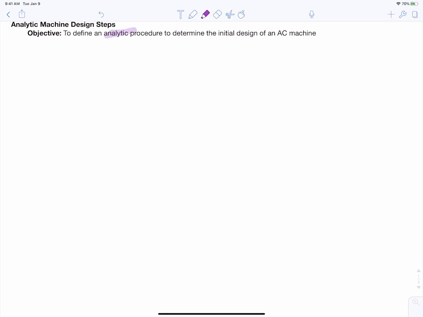So when I say analytic up here, what I mean is that we are not going to rely on finite element analysis or any kind of numeric technique. This is strictly going to be a pen and paper approach. And as such, it's going to have inaccuracies.